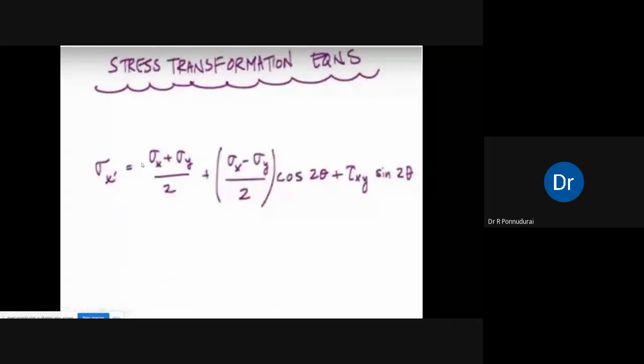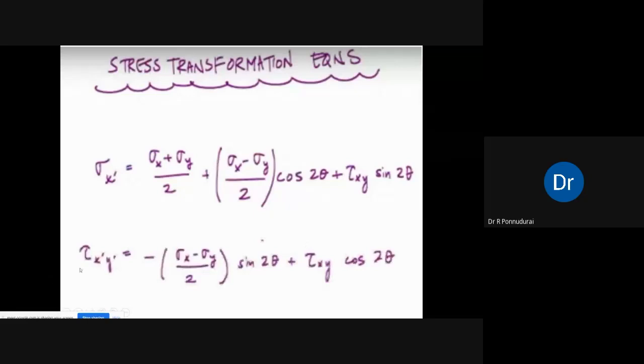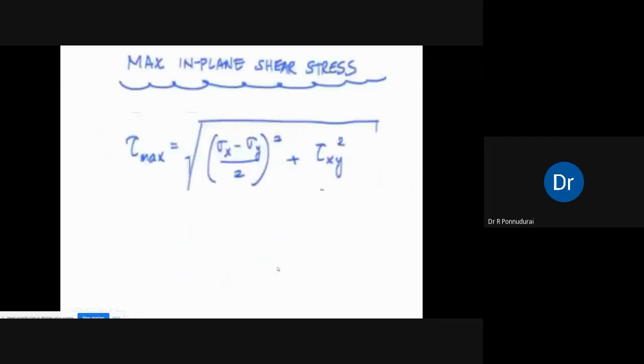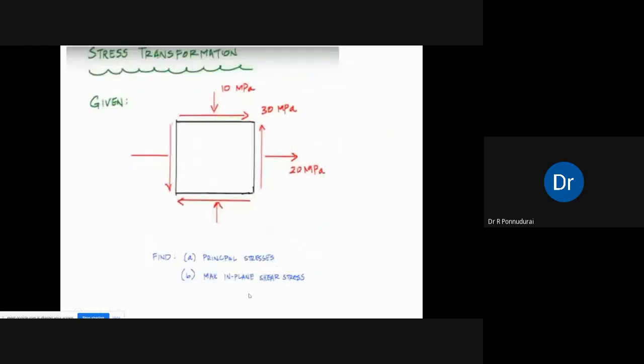The normal stress sigma x dash is equal to (sigma x plus sigma y) by 2 plus (sigma x minus sigma y) by 2 cos 2 theta plus tau xy sin 2 theta. Same way, tau x dash y dash at any given plane, what is the shear stress? Minus (sigma x minus sigma y) by 2 sin 2 theta plus tau xy cos 2 theta. Use this formula to solve the problem.